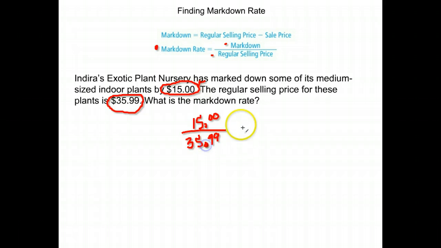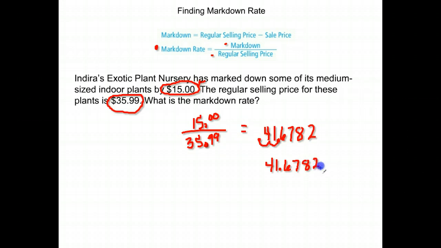So here we just go ahead and divide. 15 divided by $35.99 gives us 0.416782. We need to write that as a percent, so we'll move our decimal 2 places to the right. That gives us 41.6782. I'm going to round that to the nearest percent, so this 0.6 would round that up to 42%.